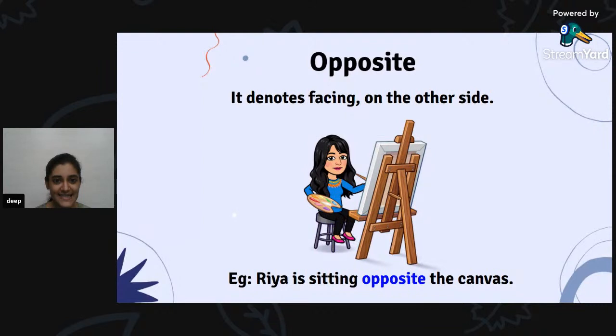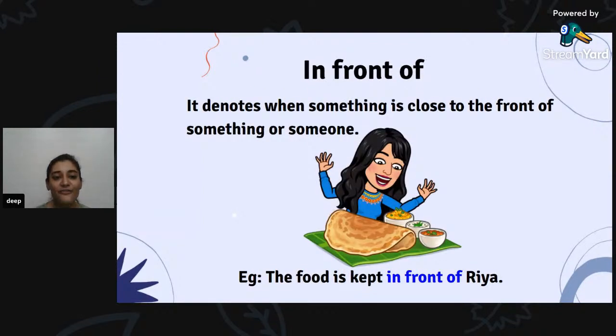The next one is in front of. It denotes when something is close to the front of something or someone. For example, the food is kept in front of Ria. So you can see in the picture, where is the food? The food is kept in front of Ria. So you can type in front of in the chat box.